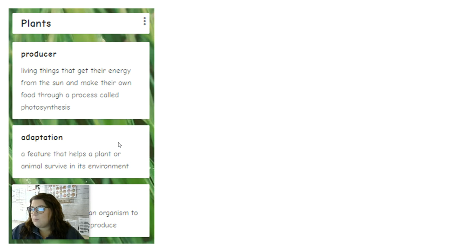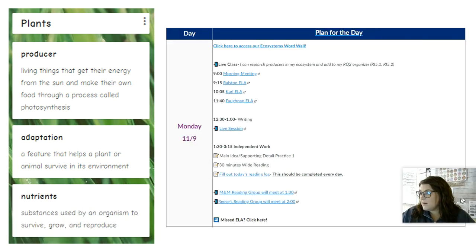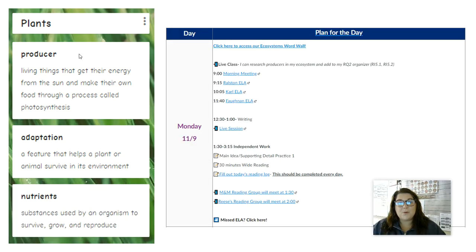I have added them to our ecosystems word wall. So remember, this is a word wall that you can access every day on Canvas. So the link is always at the top of the day. Click here to access our word wall. And we will be adding to this as the unit goes on. So today under plants, we've added producer, adaptation, and nutrients, because these are tier 3 words that are going to become part of our everyday language. So because they're here, you won't need to write them down. You always have access to that.